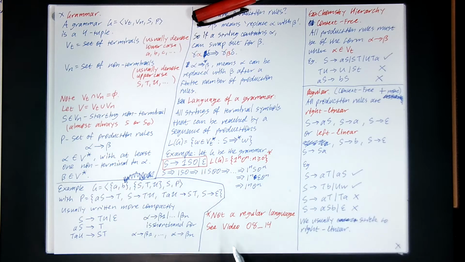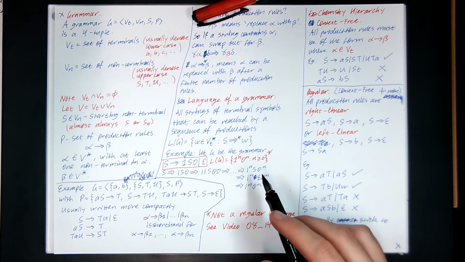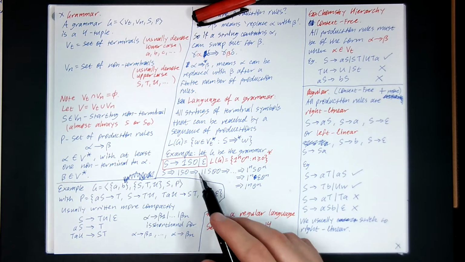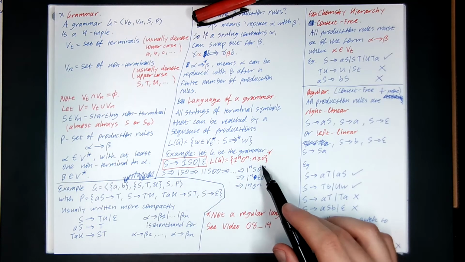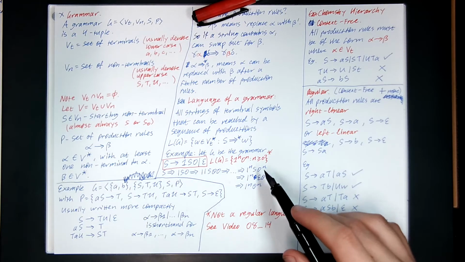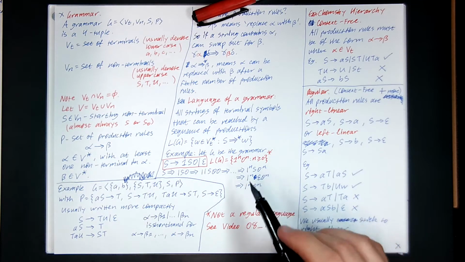And we've already proven before that this is not a regular language. If you see video 0814, I go through the proof of that. So already we know that the set of languages that grammars can generate is going to be more general than regular languages, because here I've got a grammar that can generate a language that I know for a fact is not regular. Okay, there are different classes of grammars depending on how many restrictions you apply.